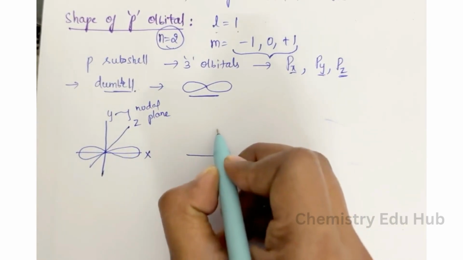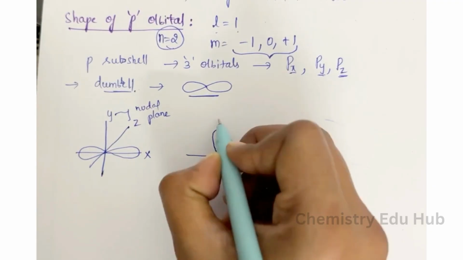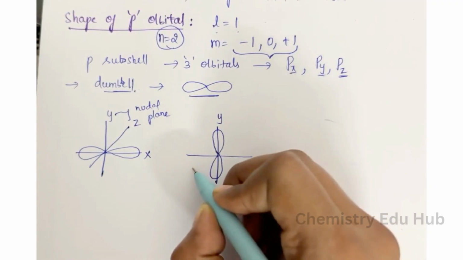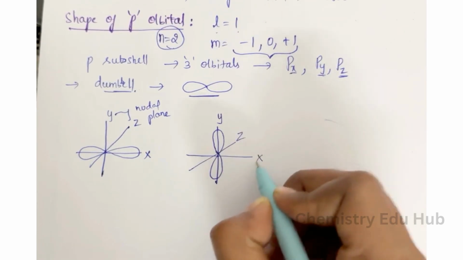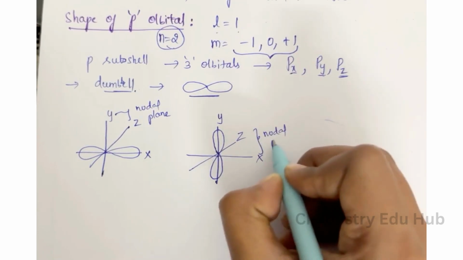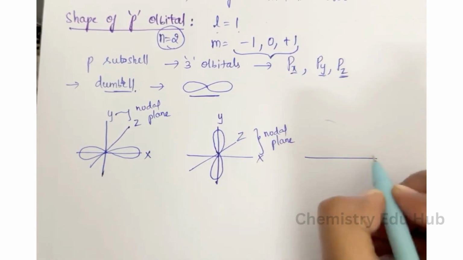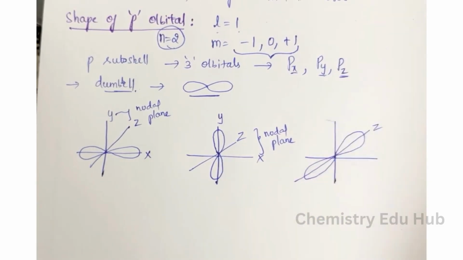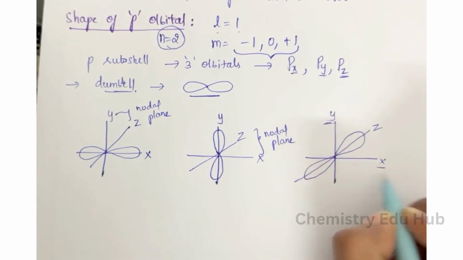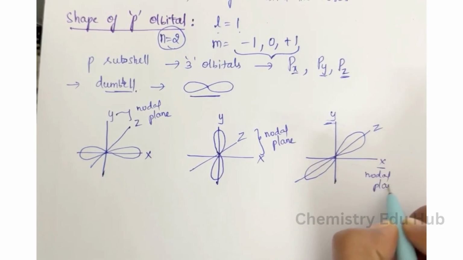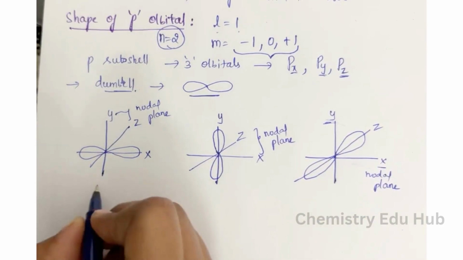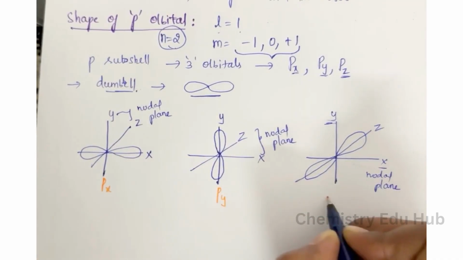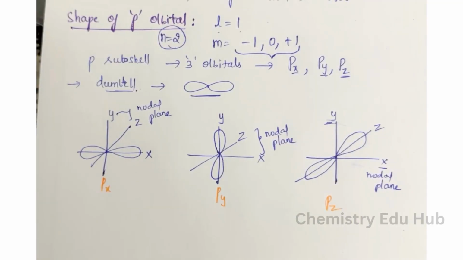And for py, along y-axis you find the electron density, and whatever x and z axis is there, this is the nodal plane. And similarly for pz orbital, y and x axis will include the nodal plane. So this way we represent, this is px, this is py and this is pz. So based on that, 3 different orientations are possible.